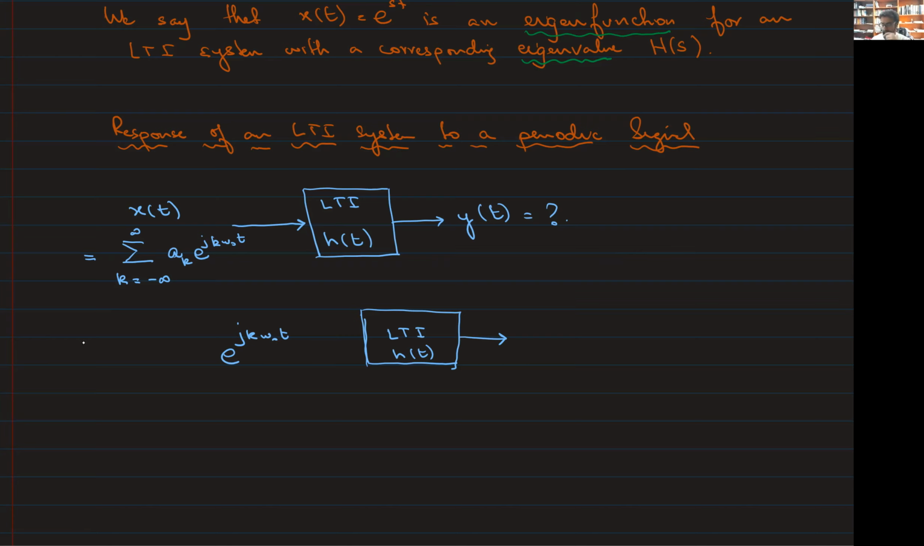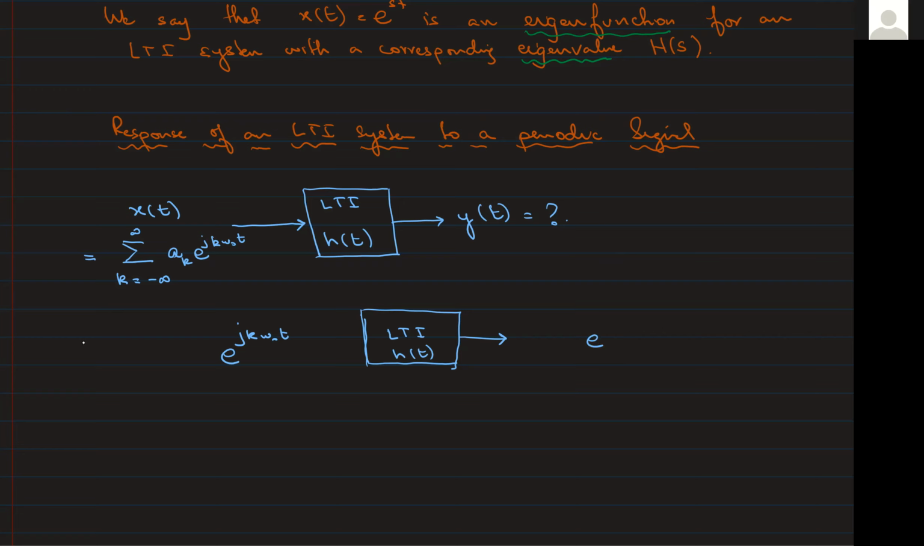Daniel, good. Daniel, can you unmute yourself. So e raised to jk omega naught t, isn't that a complex exponential as we've seen? It is a complex exponential. The only difference is that there we had s, and here we don't have s anymore. In fact, sigma, the real part in the exponential, is 0, and there's only an imaginary part, which is fine. So what would be the output, Daniel?